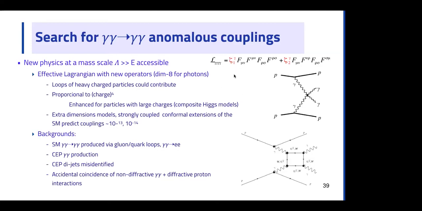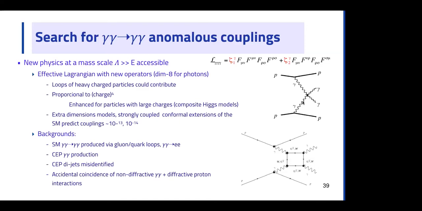The lowest dimension operators we could introduce in these four photon interactions are dimension 8, and they are these two represented here, that would require anomalous couplings. So if in these loops we have charged particles, the interaction is proportional to the charge to the fourth power. So some models, such as composite Higgs models, foresee particles, leptons, that have charges larger than 1. And therefore this cross-section, for instance, could increase considerably.